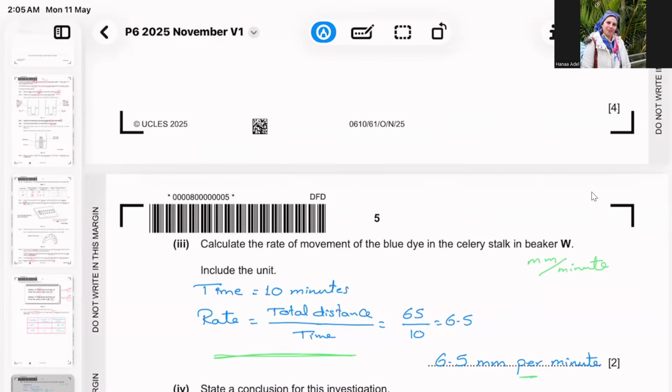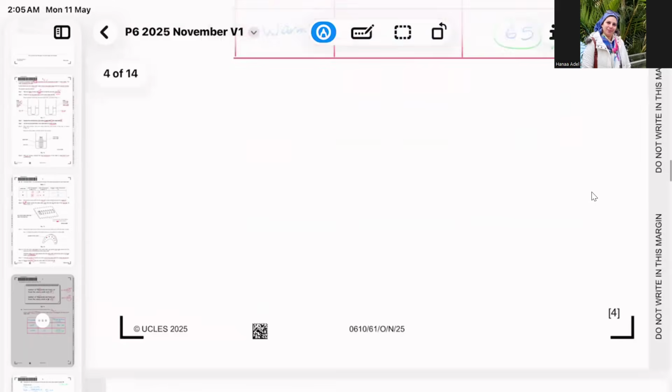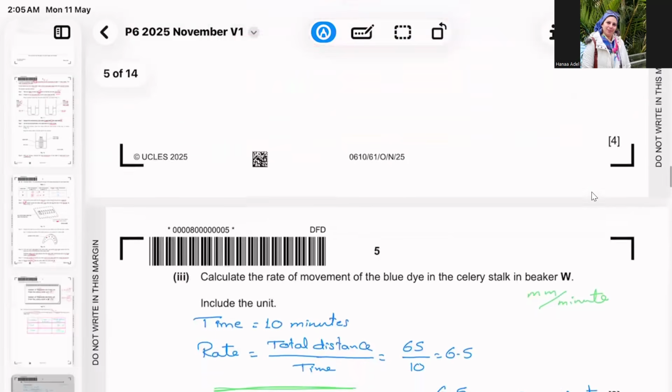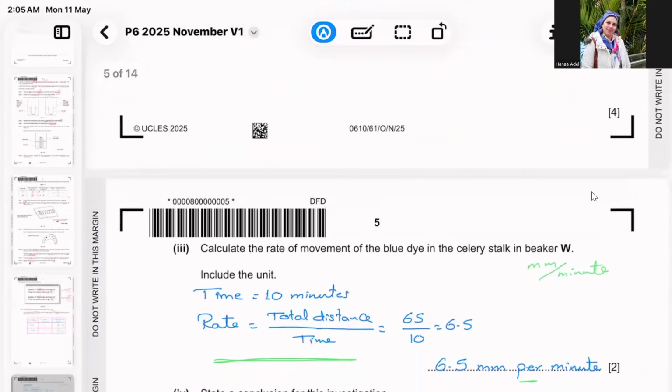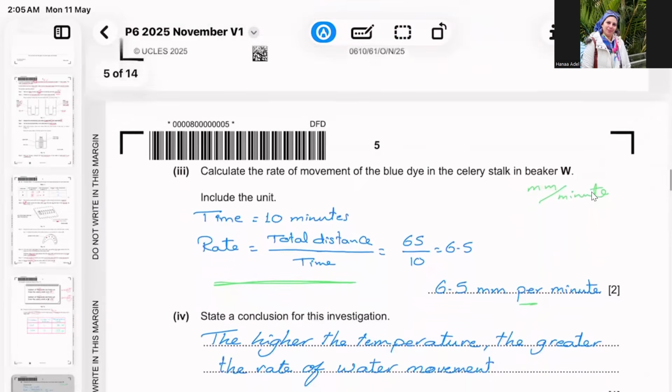So state the conclusion of this investigation. When we describe it this way, as the temperature increases, the total distance increases. But we don't want to write it as a kind of observation. For the conclusion, we have to return to the objective of the experiment. So the conclusion is: the higher the temperature, the greater the rate of water movement.